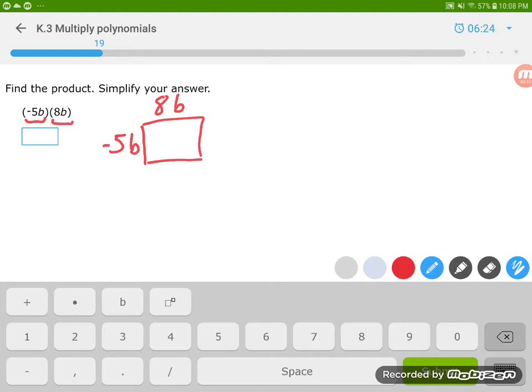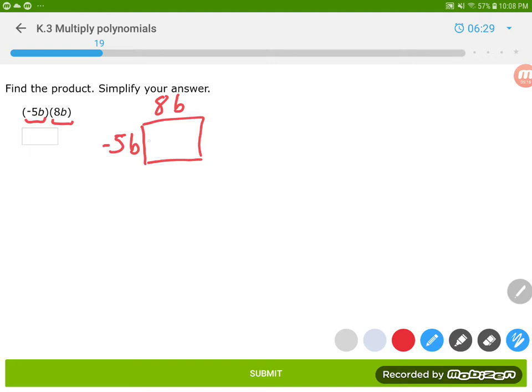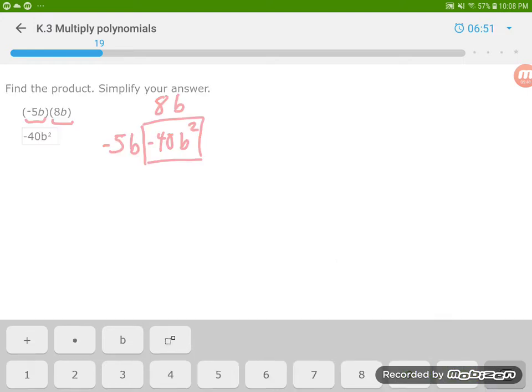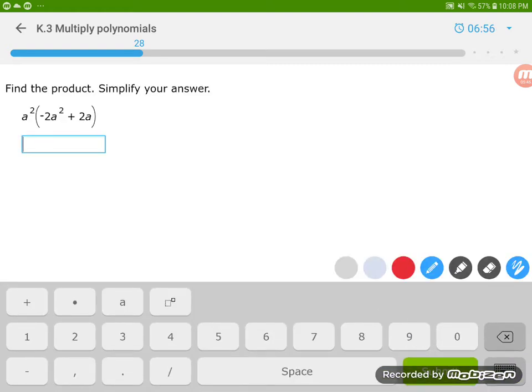So now I'm just going to multiply these together. Remember, 5 times 8. My numbers multiply each other, and I will get negative 40. And then b times b, well, now I have two b's multiplying, or b squared. So my final answer is going to be negative 40 b squared. Just like that.